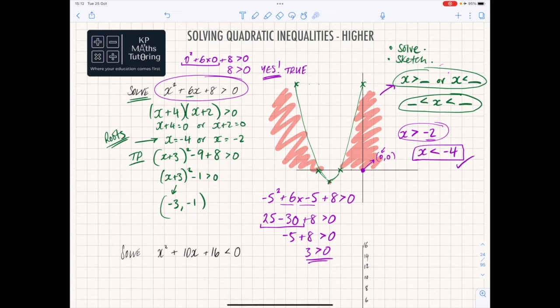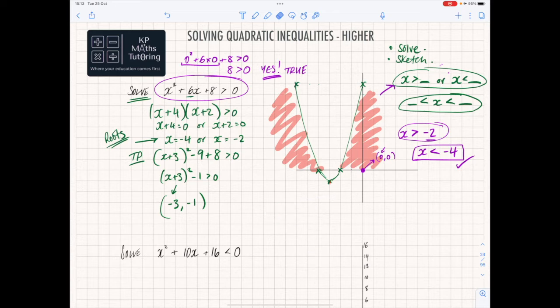If I was to choose any other number, if I was actually to choose minus 4 or minus 2, then it wouldn't work. So that's how you can check that your answer is correct. So my answer for this, and the way I would note it down and how I'd finally write it, is I would then say x is greater than minus 2 or x is less than minus 4. Okay, because I've shaded outside the parabola, that's my notation.